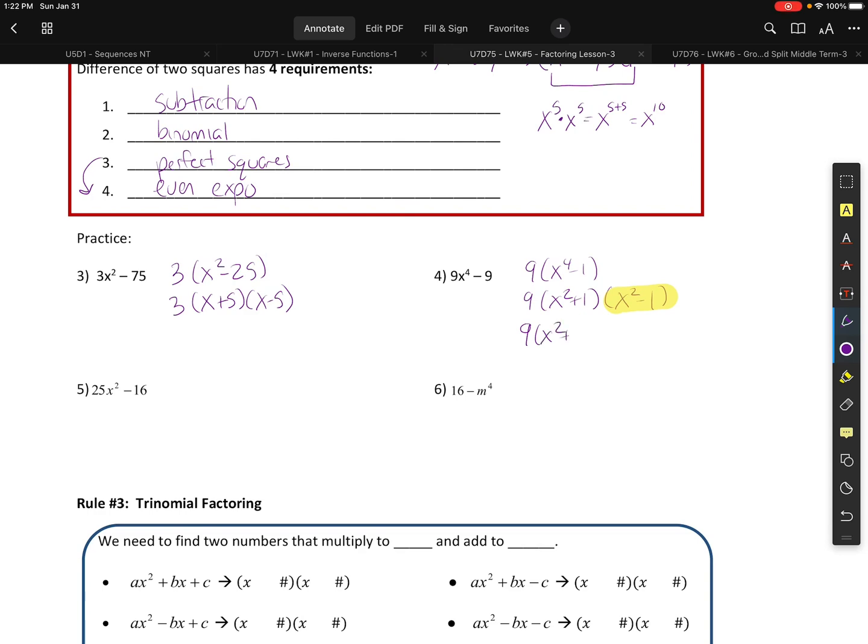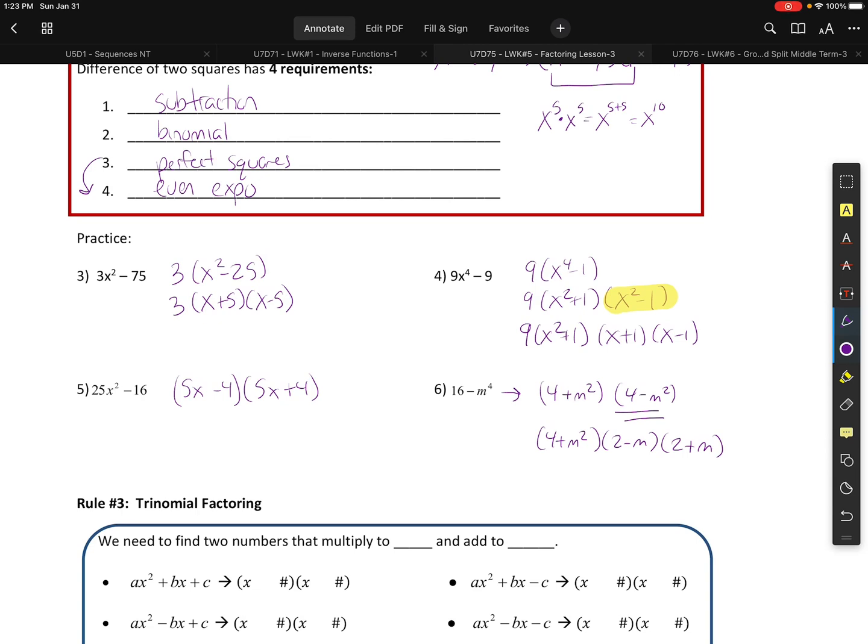So for this one, it's a binomial. It's subtraction, perfect squares, even exponents. We can take it further. So always make sure we are factoring everything to the very end. 5x minus 4, 5x plus 4. Now, there's two ways to go about doing this one. If I just took it exactly the way I saw it, 4 plus m squared, 4 minus m squared. Can go further. 4 plus m squared, 2 minus m, 2 plus m.